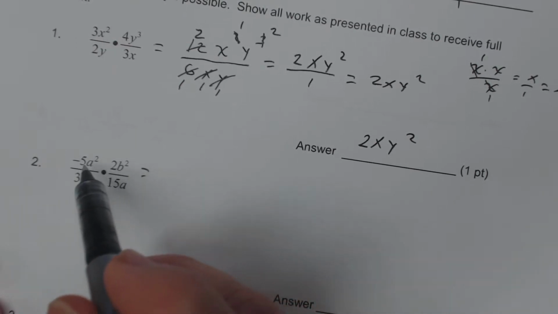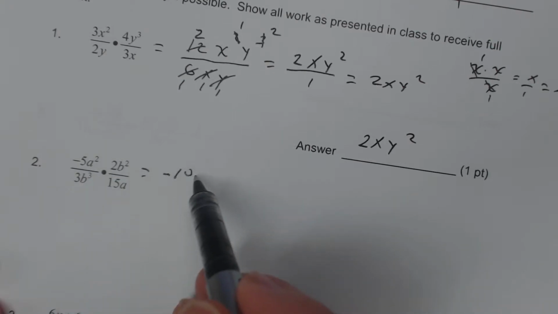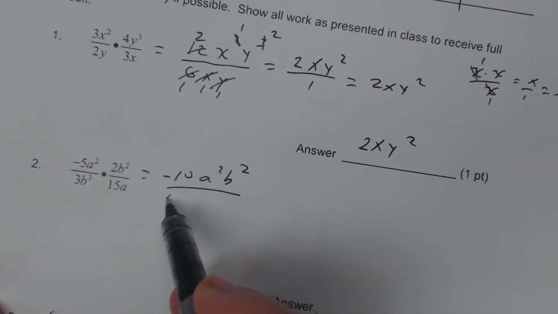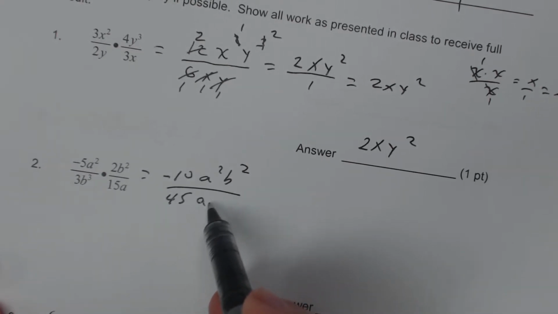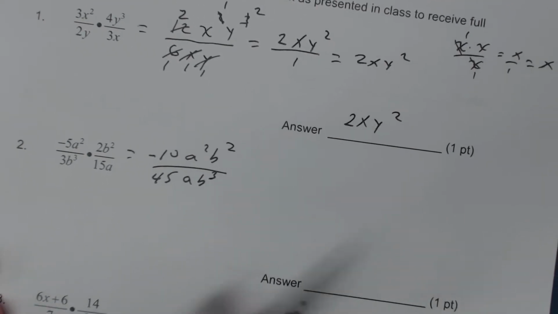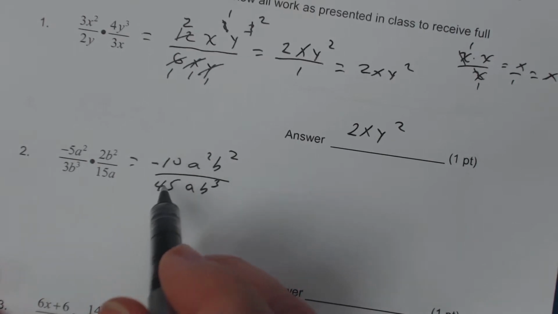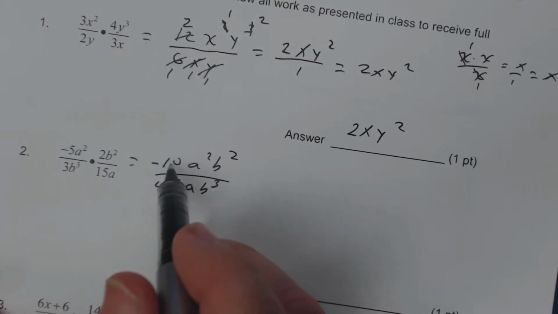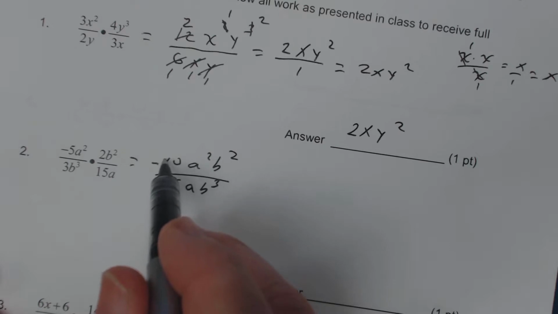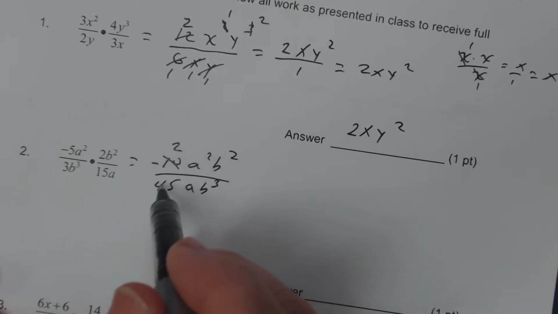So when I multiply the numerators, I get negative 5 times 2 is a negative 10, a squared times b squared. In the denominator, I get 3 times 5 is 15, ab cubed. So b cubed times a is ab cubed. And then we'll do the same thing we did with number 1. So if you look at negative 10 and 15, the greatest common factor is 5. So 5 into negative 10 is a negative 2. And 5 into 15 is 3.